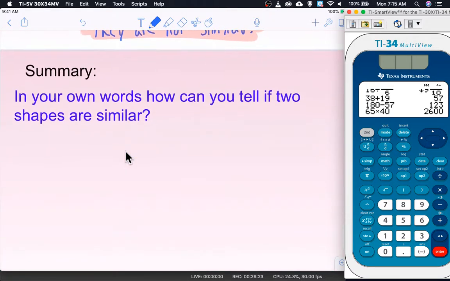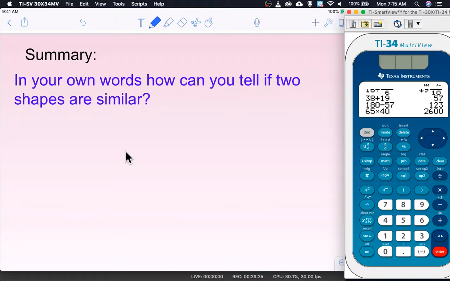All right. Summary. In your own words, how can you tell if two shapes are similar? Go ahead and pause the video, think about it, put down an answer, some sort of summary.